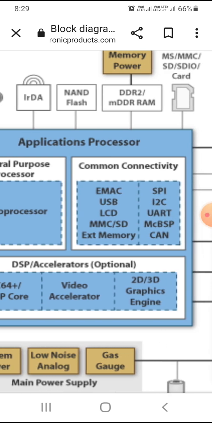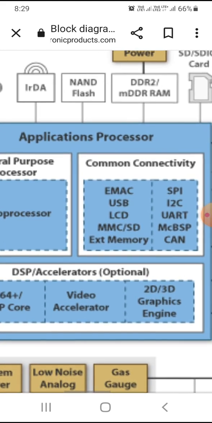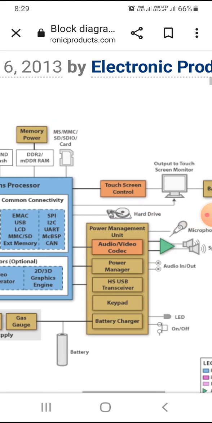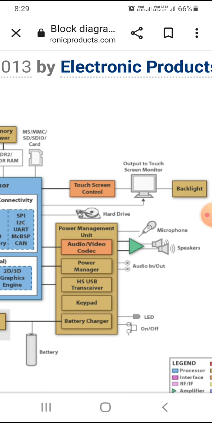The common connectivity is connected with the EMC and SPI, USB cable, I2C, LCD and UART, external memory and CAN. This is also connected with the touch screen, which outputs to the touch screen monitor. Then they have backlight, the hard drive and power management unit, audio video, then power manager, HS USB transceiver, keypad and battery charger.